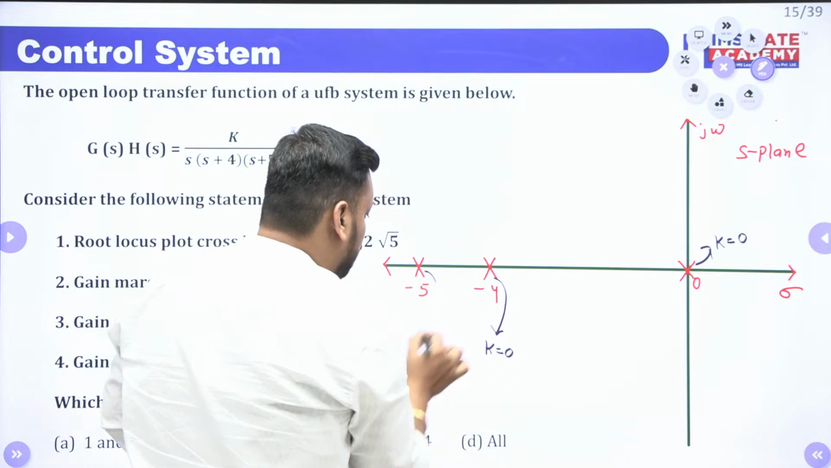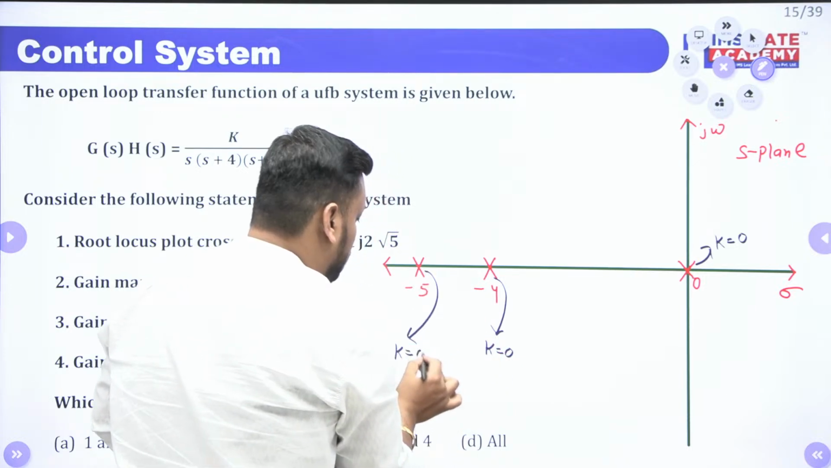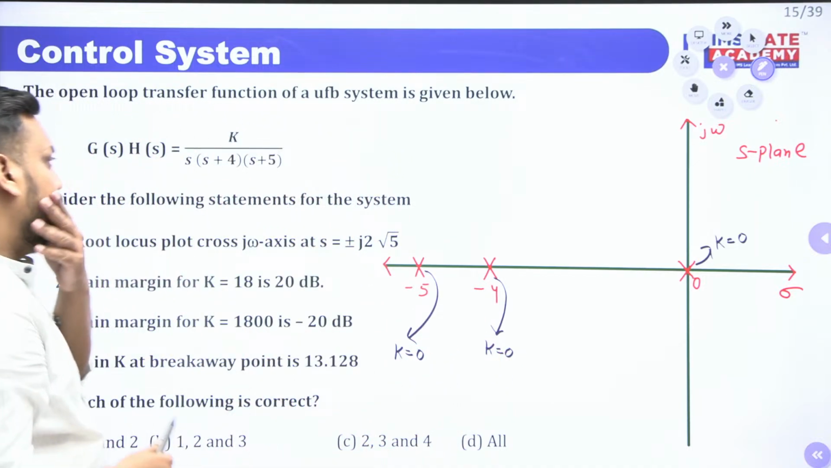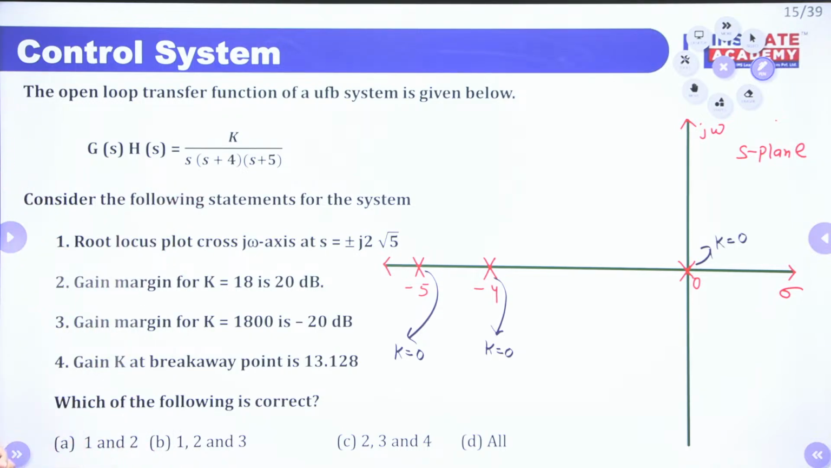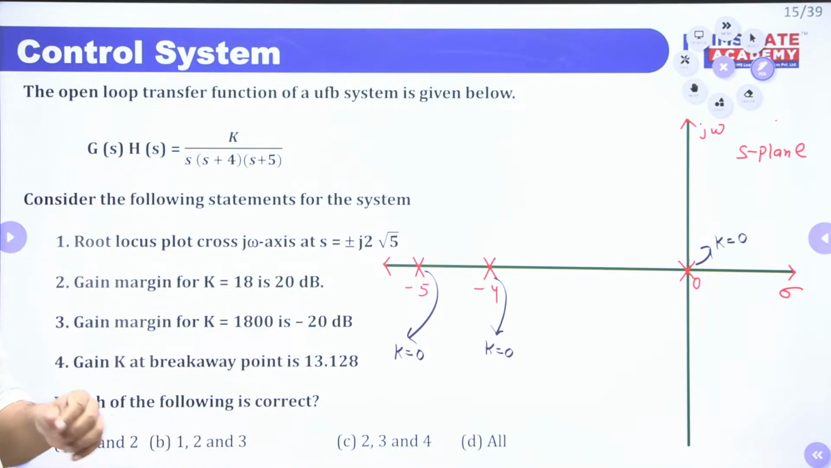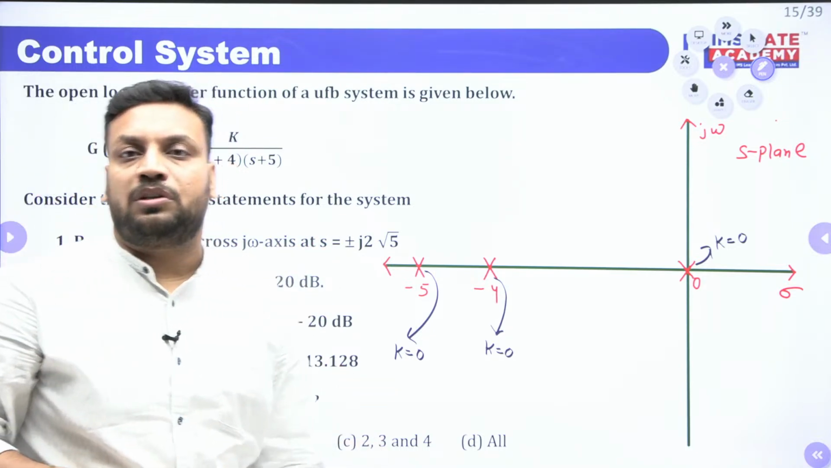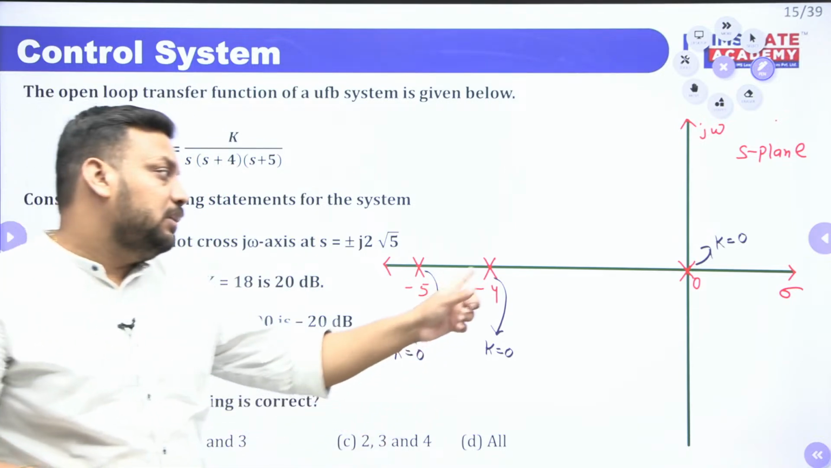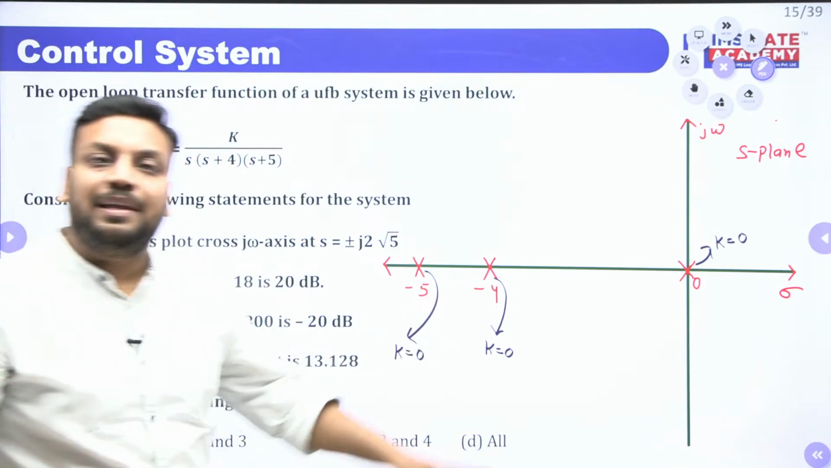And at this place also we are having k equal to 0. Now we are having 3 poles. Now next, the root locus plot crosses the j omega axis at s equal to plus minus j root 2. First of all, you need to identify the root locus curve, guys. Tell me what will be the shape of the root locus. How many angles of asymptotes?